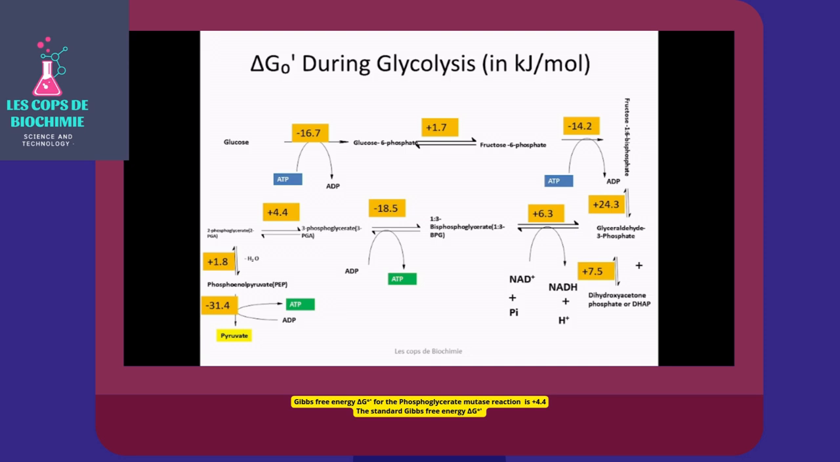The standard Gibbs free energy delta G naught prime for the enolase reaction is +1.8. Finally, the standard Gibbs free energy delta G naught prime for the pyruvate kinase reaction is -31.4.